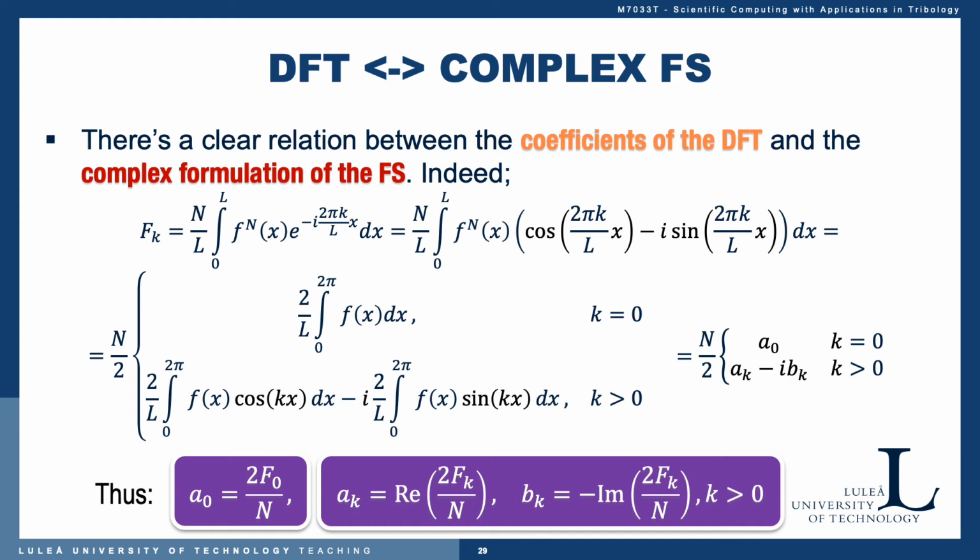Okay, so we have the first important part of the Fourier series. And then next we have the real part, which is just a_k, the real part of the coefficients of the discrete Fourier transform, times 2 divided by n gives a_k. And the negative imaginary part of 2 times the Fourier coefficient over n gives us b_k.